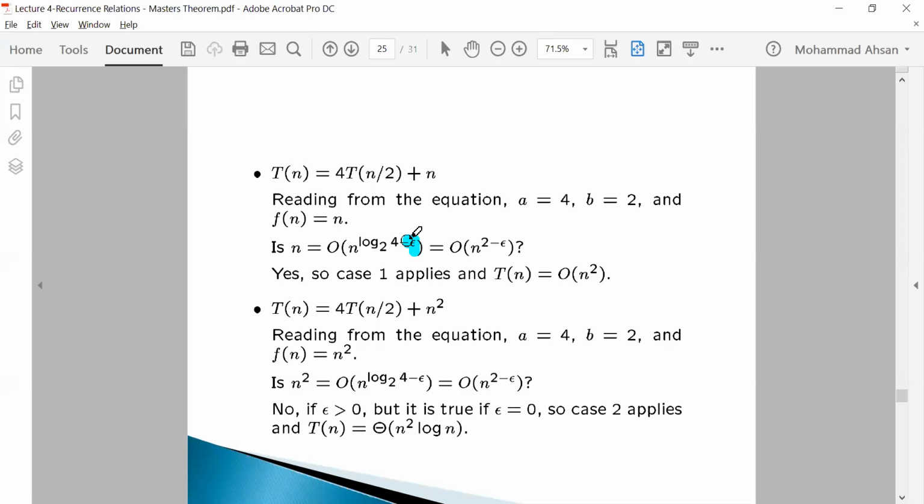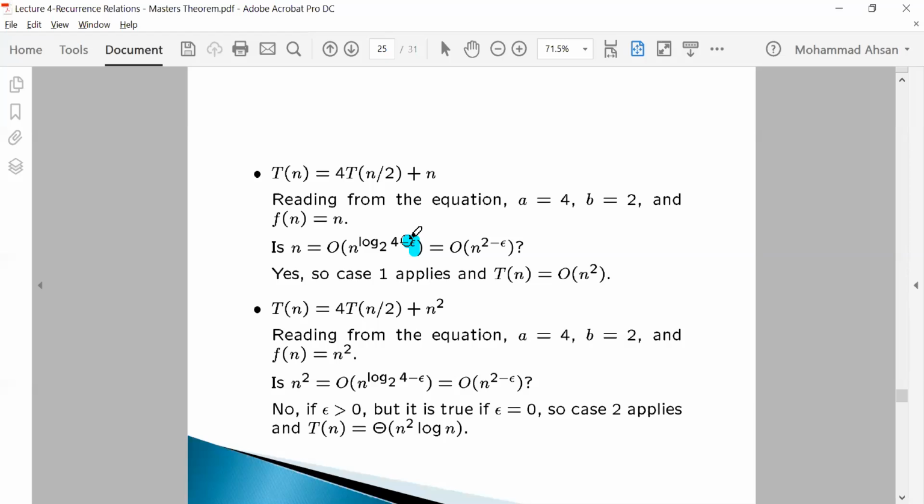Now, according to the formula, we have to subtract some epsilon value, minus e, and then compare it with your f(n). What is your f(n)? f(n) is n. Is n O of n squared? Yes, it is. But we have to see n to the power 2 minus epsilon, and epsilon is less than 1. So let's say I put 0.9. Even then, I get n to the power 1.1. So n is less than n squared. So case 1 applies. Now look at the second example.